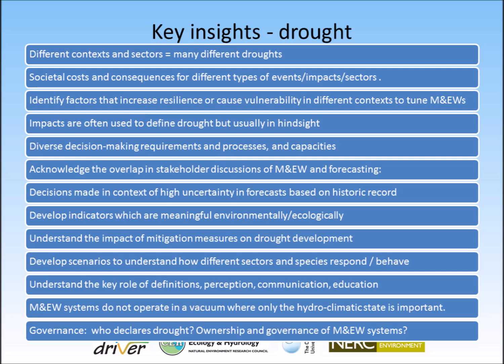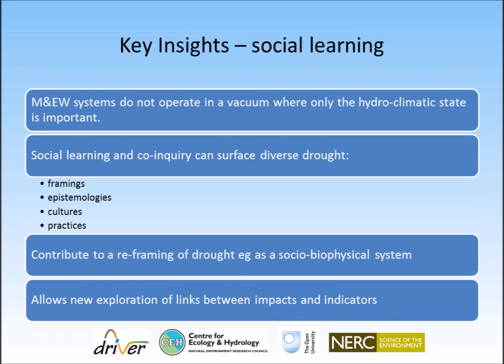In terms of impacts, we often use them to define drought, but often in hindsight. How do we do that in a future sense? And then we are talking about this bottom one. Where was it? Perhaps this one here. Monitoring and early warning systems do not operate in a vacuum where only the hydroclimatic state is important. And that was perhaps the key message underlying the whole of the workshop. It's how do we move beyond that into something with a more systemic understanding of the nature of drought and indicators and impacts. So from a social learning point of view, this is my final slide, I think.